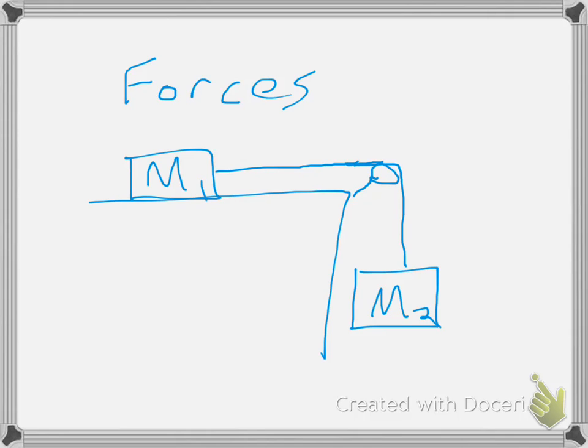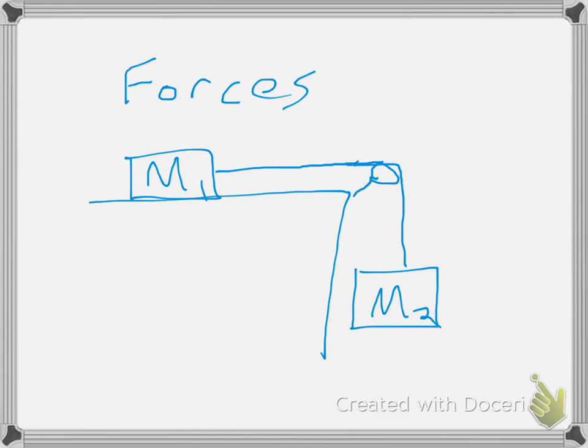First thing we want to note is that these are connected objects. No matter how many connected objects you have, if one is accelerating in general, then unless there happens to be slack in the string or something like that, if you're accelerating M2, then M1 would be accelerating at the same rate. So that's our setup.